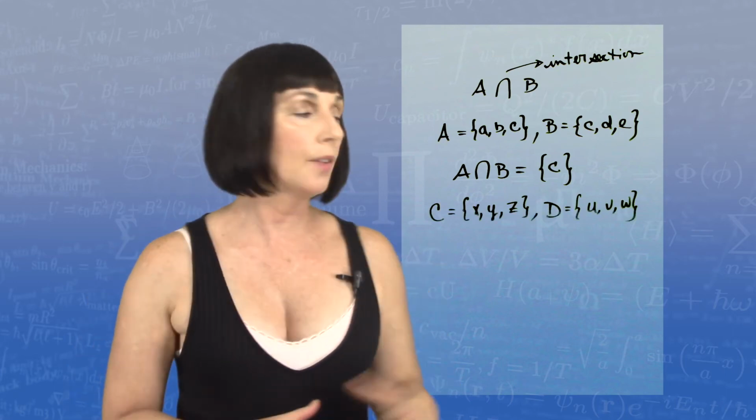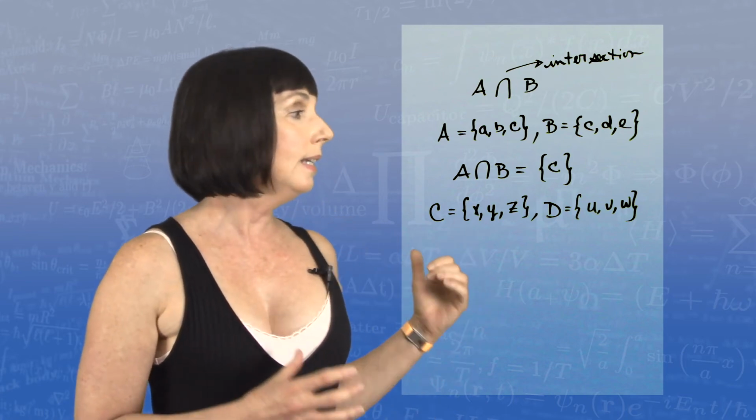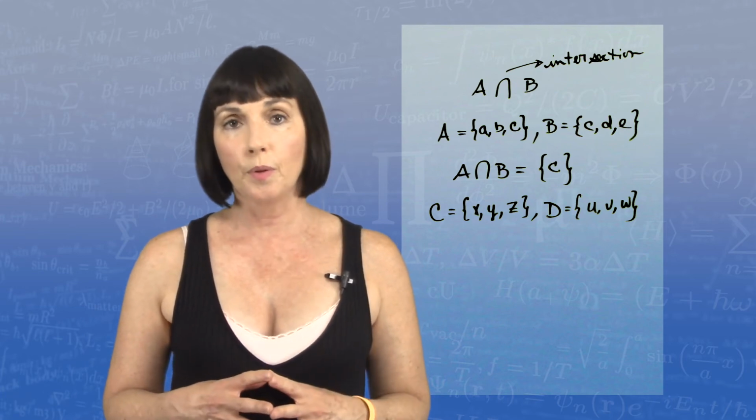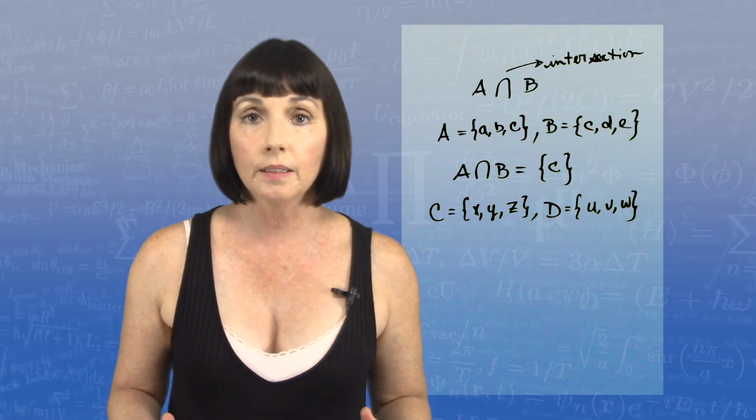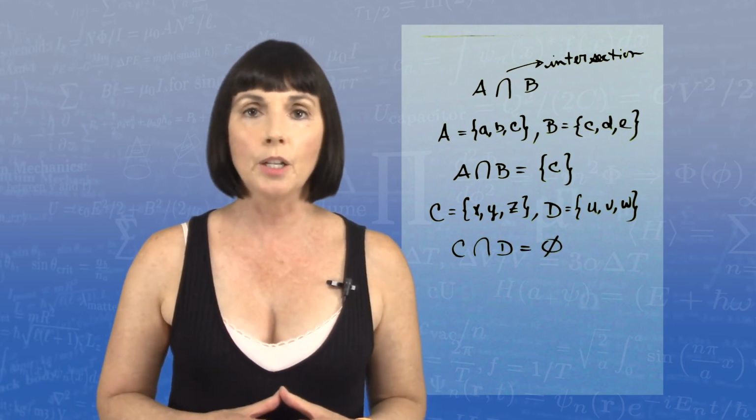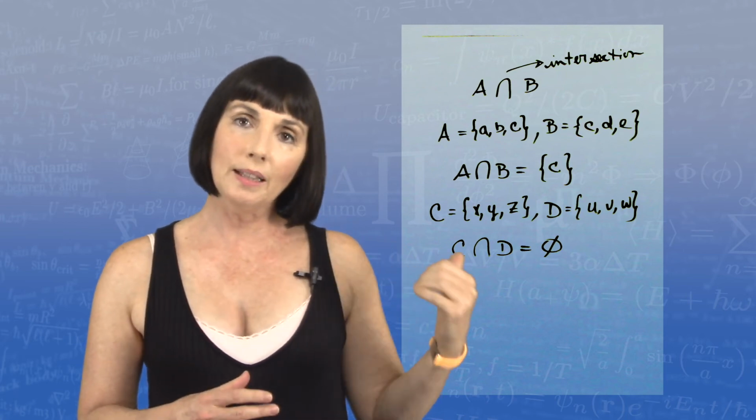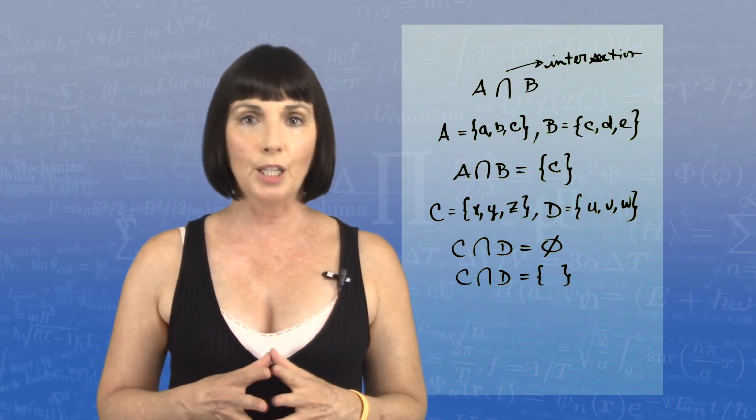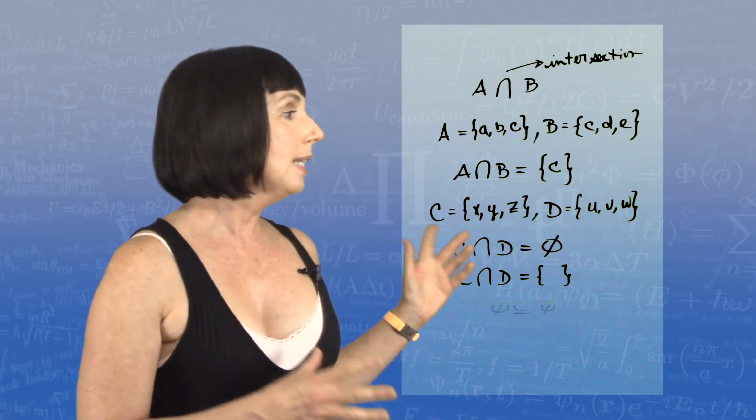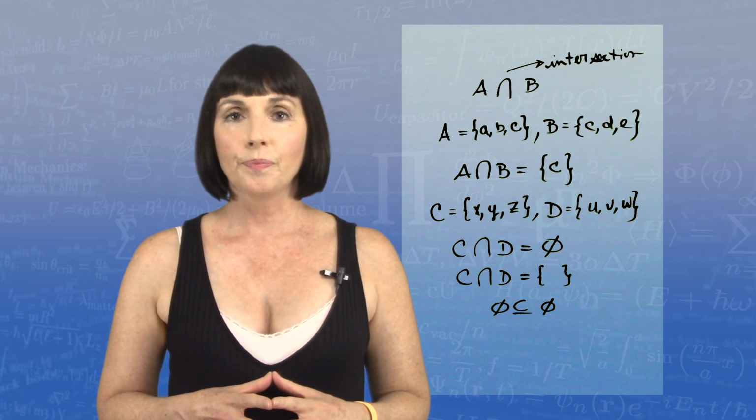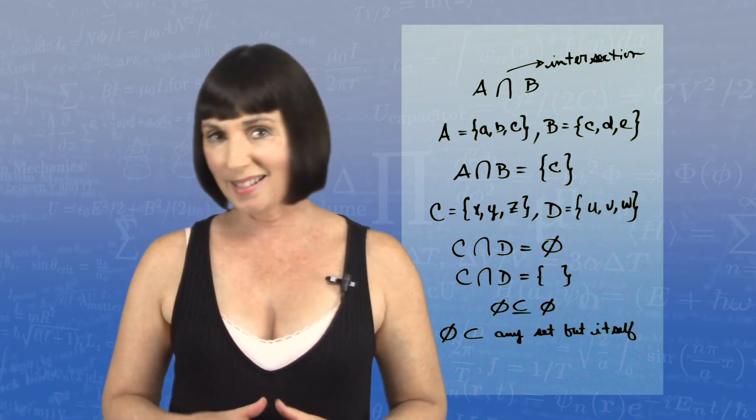Okay, now let's say I have set C and it consists of elements x, y, z. And set D consists of elements u, v, w. What is the intersection of C and D? Do they have anything in common? They don't. They don't have anything in common. So their intersection is called the empty set. And you'll see it written like this or just sometimes with empty curly brackets. Now the empty set is a special set. The empty set is a subset of itself. And the empty set is a proper subset of any set except itself.